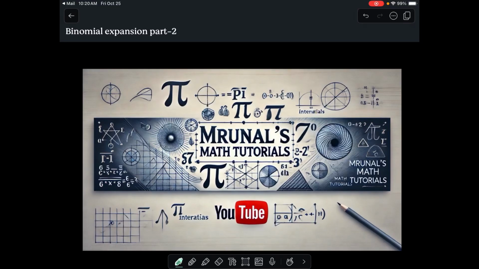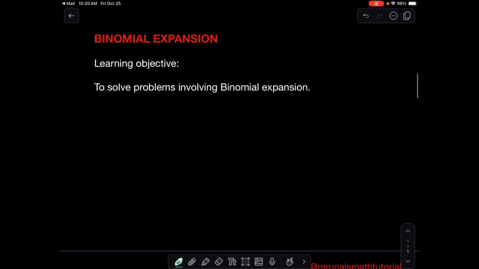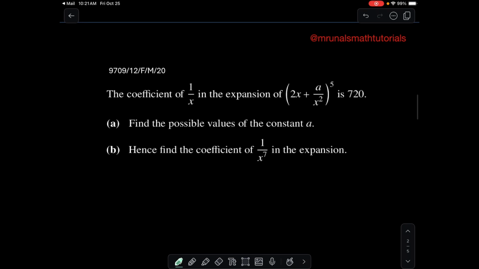This is Binomial Expansion Part 2 tutorial, and today we're going to learn about binomial expansion again, but we will be looking at some difficult questions, some complex problems which you will have in your AS level maths or IB maths. So let us look at the first example. Again, all the questions that I'm going to discuss in this tutorial are from your past paper questions.